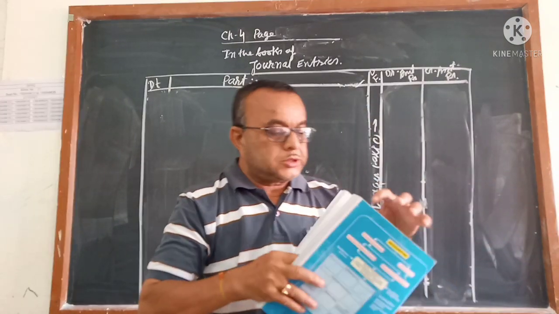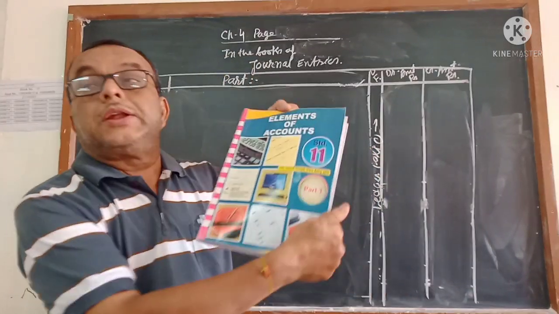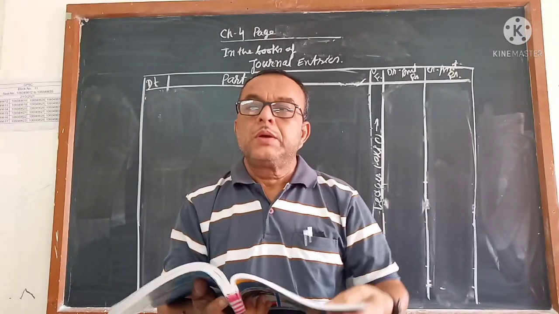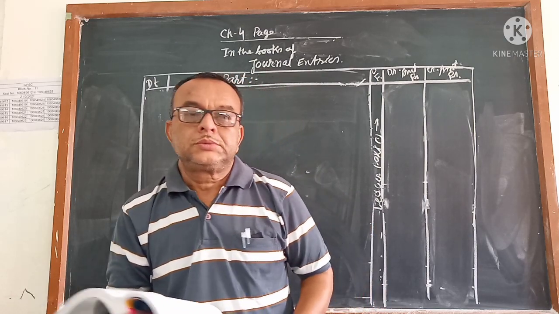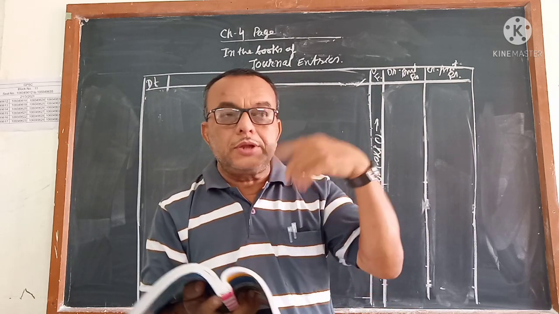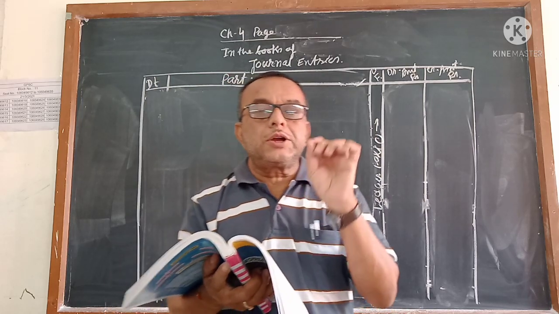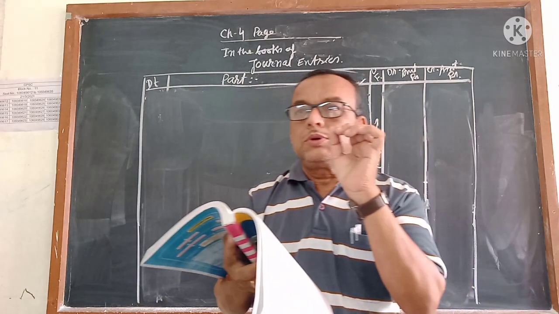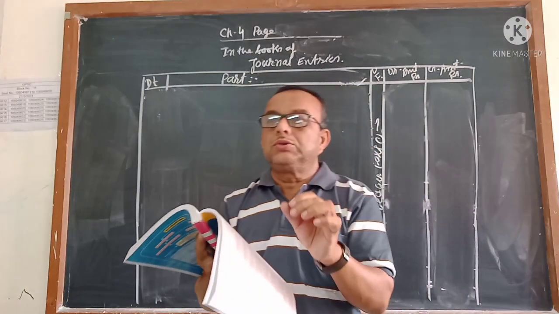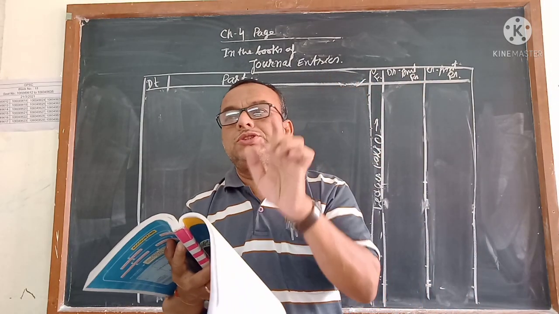Let us start our next video, on the basis of elements of accounts, standard 11 part 1, fourth chapter, the most important chapter: journal entries. The remaining chapters will depend on this chapter. If you do not understand this chapter properly, or if you have any difficulty or any point of doubt, then clear it, because journal entry is the most important chapter.